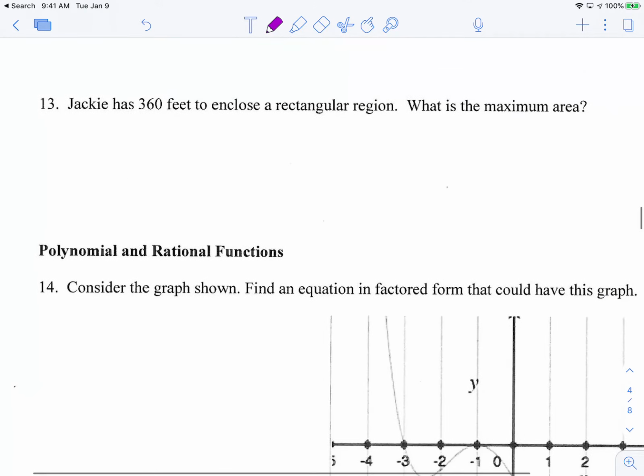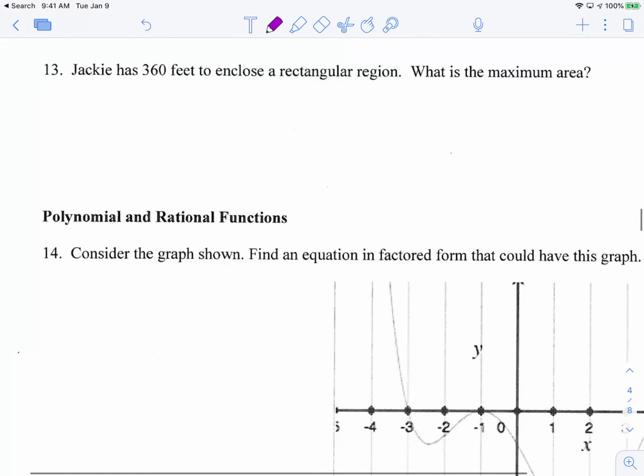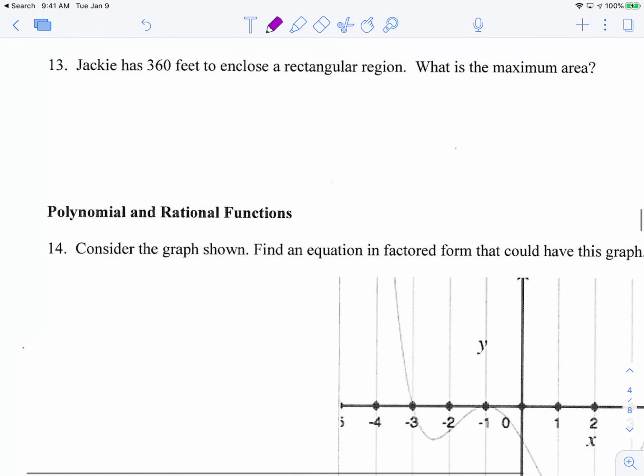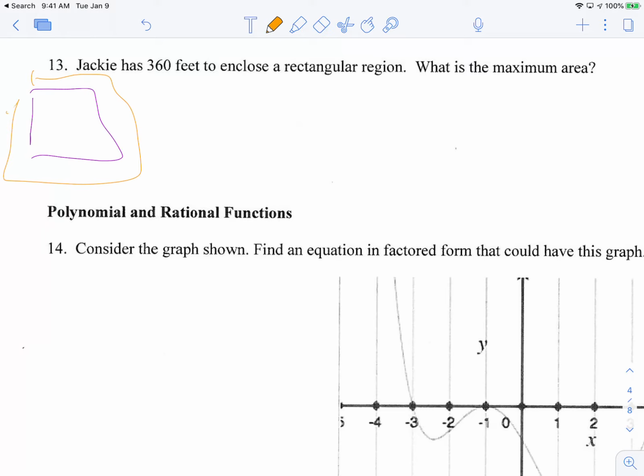So there's a question like this. We have to find, Jackie has 360 feet to enclose a rectangular region. What is the maximum area? So going all the way around, we know it's 360 feet. So the perimeter would be 360 feet. We know the perimeter formula is 2 times the length plus 2 times the width.